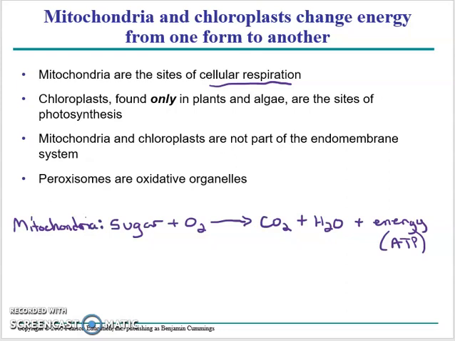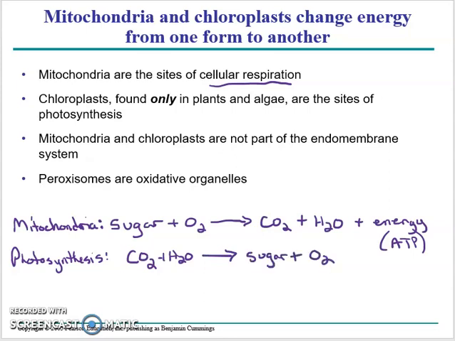Chloroplasts, which are found only in plants and algae, are the sites of photosynthesis. Photosynthesis, and it's a long word, is when CO2 is taken in by the plant. So is water, H2O. You got to water your plants, of course, right? And you get sugar and oxygen. So what did I do here? I basically just reversed this equation. By the way, the energy coming in for photosynthesis is not ATP. Well, actually, it is a little bit, and we'll talk about that later.